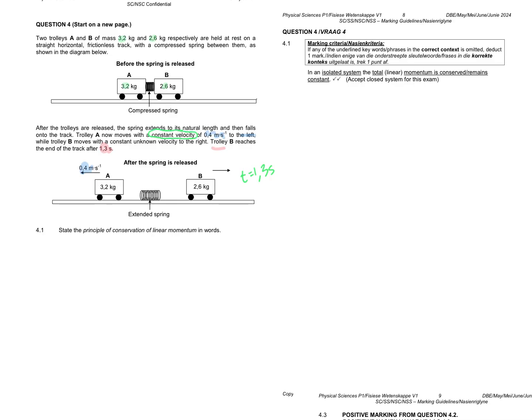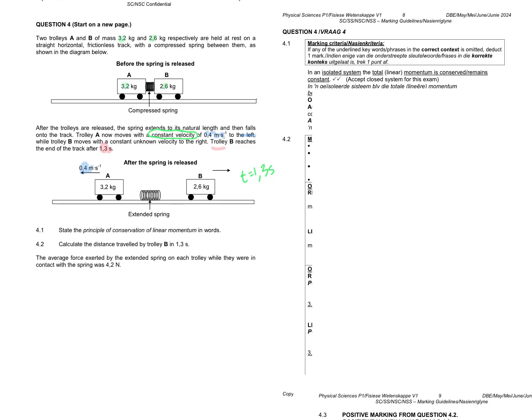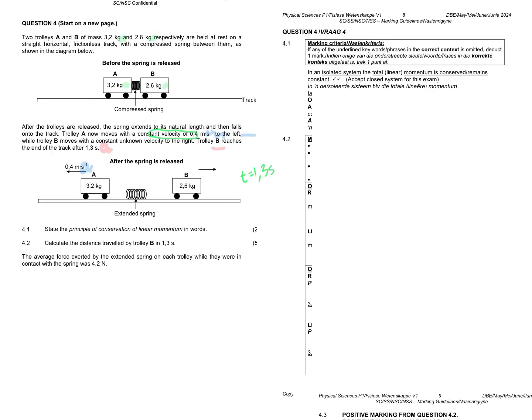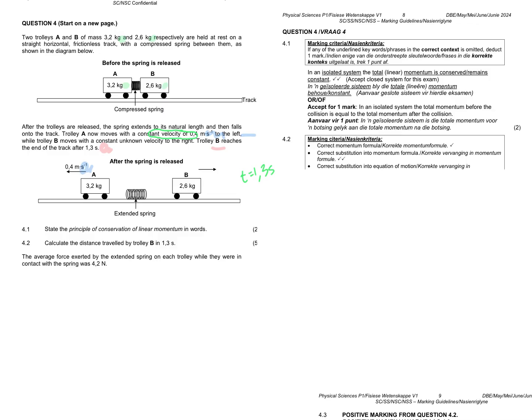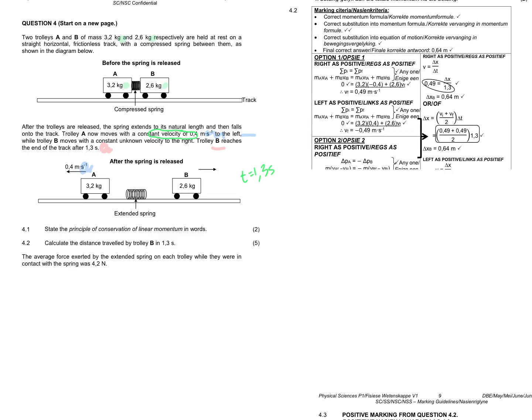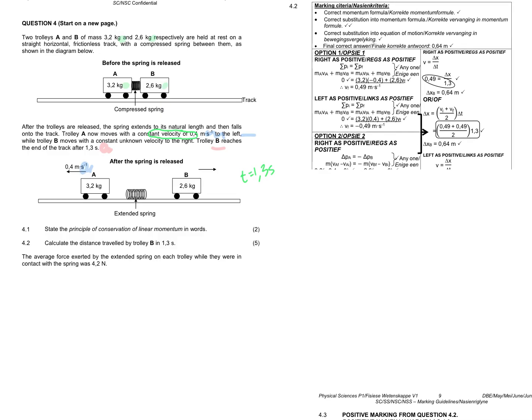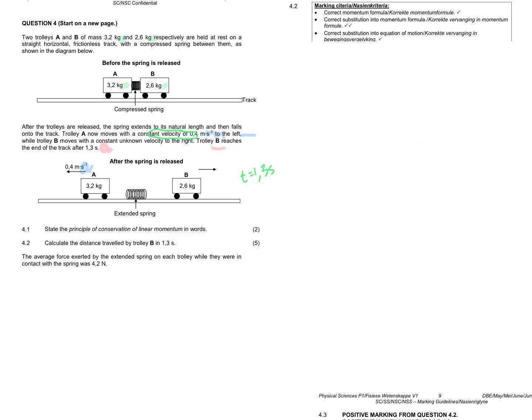The 0.4 is a constant velocity, which means the acceleration is 0, and the next question says calculate the distance traveled by trolley B in 1.3 seconds. And I just want to see the mark allocation for that before we get... So that's 5 marks. So that is definitely not an FSA. We need to do more for that. I'm just going to take this definition off here quickly. We need to do more than just FSA. But again, if that's all we can manage, that's all we can manage.